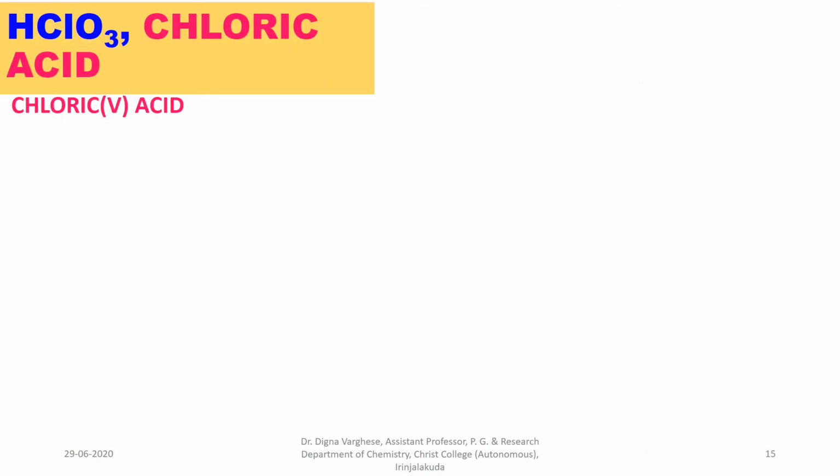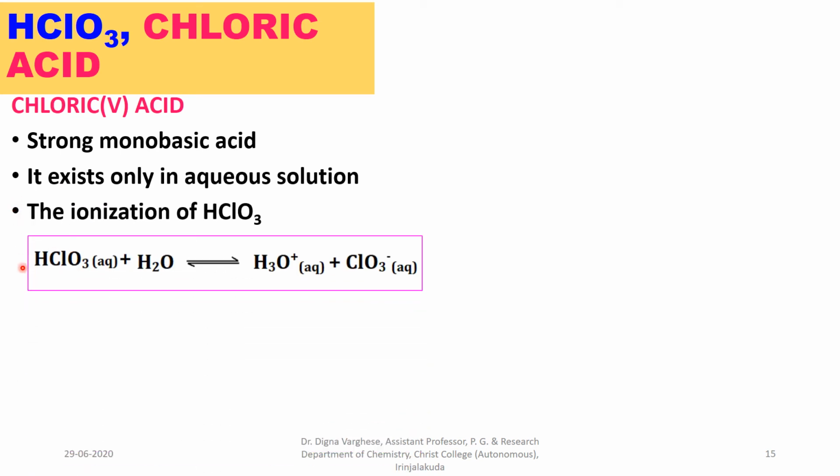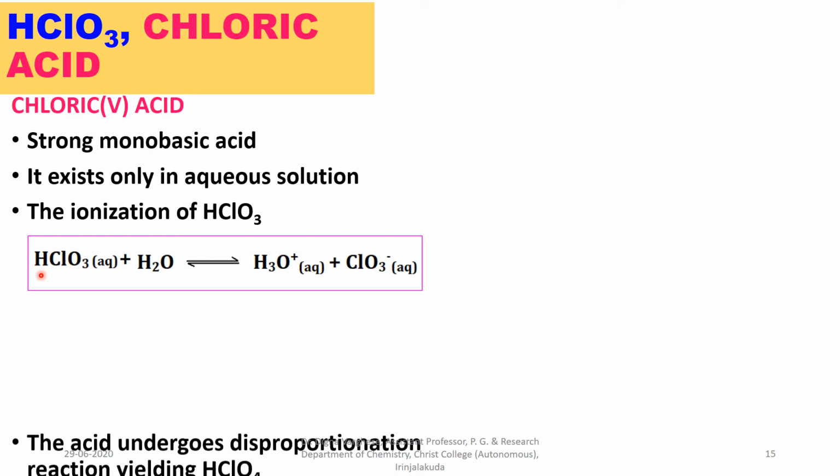Next one is chloric acid, that is also known as chloric 5 acid, in which the chlorine atom is in the +5 oxidation state. It is a strong monobasic acid. It exists only in aqueous solution, and the ionization of HClO3 is given as HClO3 in aqueous solution giving hydronium ion and ClO3 minus. So it acts as a monobasic acid. Only one proton is donated to aqueous solution.